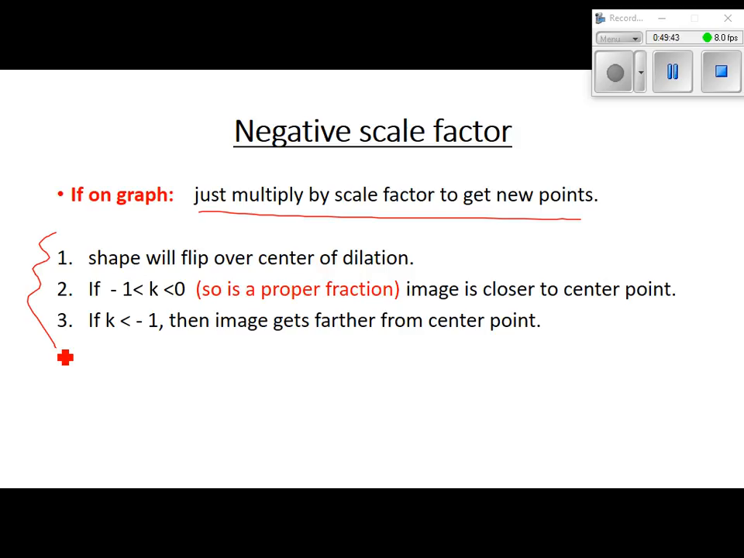The shape will flip over the center. Remember how we did that one, right? It had to flip over. Chloe got all upset with me because she drew that ray wrong. I wasn't quick enough to tell her not to draw before she had to erase.